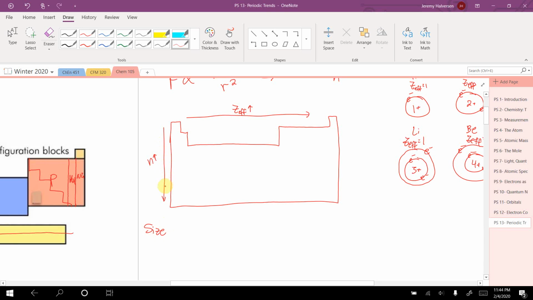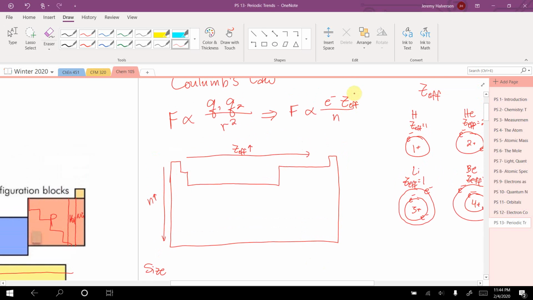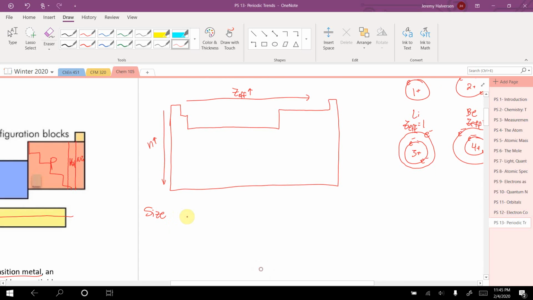Well, as I increase n levels, that is going to make my atom bigger. Okay, so that's simple enough. As I move across to the right on the periodic table, what's happening? My Z effective is increasing, which means my force of attraction is increasing. So that's going to pull the electrons in the atom closer to the nucleus because they're each feeling more proton pull, which means as we move across the periodic table, our elements actually get smaller. Okay, so size increases down and to the left.